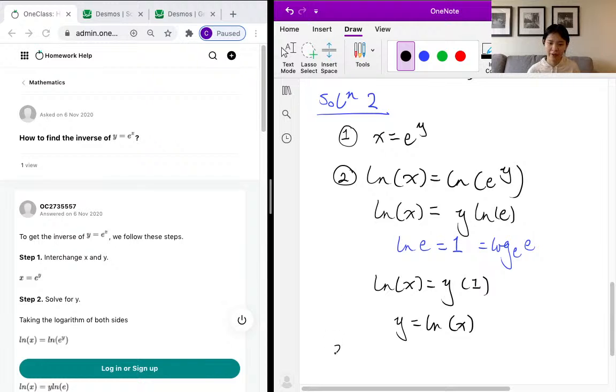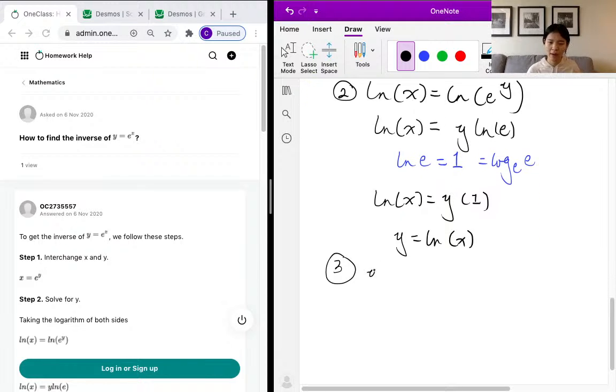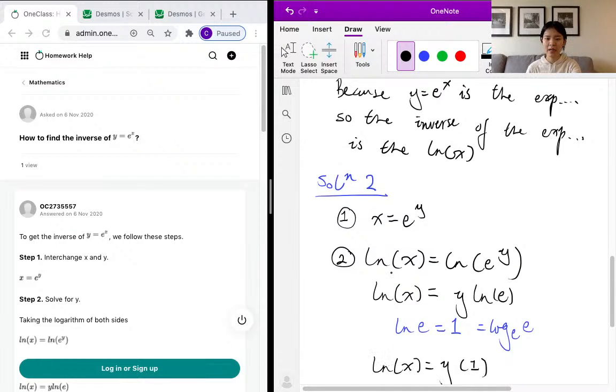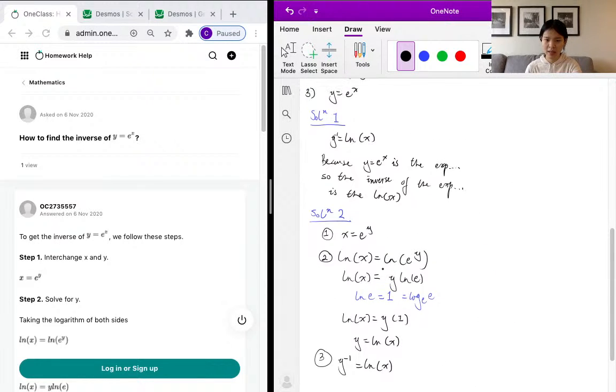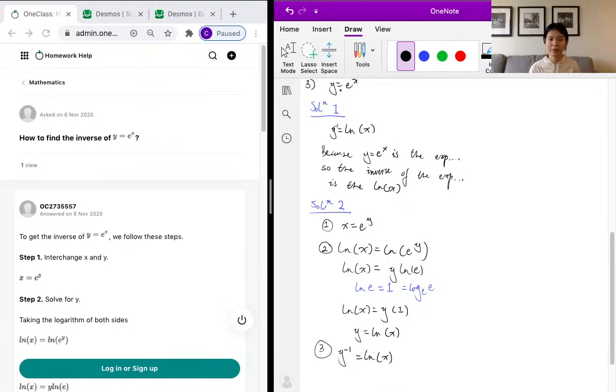Our third step, or last step for proper form, is we switch y with y to the power of -1, which is a symbol for inverse. So here we completed our solution, and we know for the function y equals e to the power of x, its inverse y to the power of -1 is ln of x. Perfect. This is how we solve this problem.